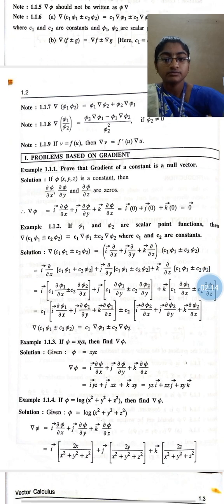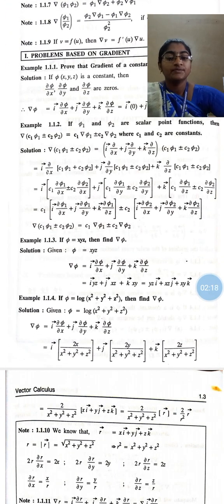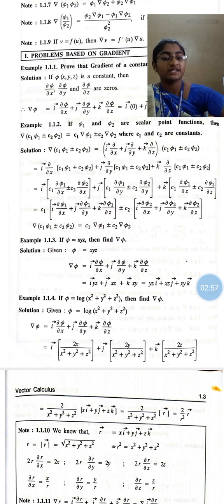So first, see the third example. If phi is equal to xyz, then find the gradient, that is del phi. We know that the value of phi is xyz, and also we know the formula for del phi, that is i vector ∂phi/∂x plus j vector ∂phi/∂y plus k vector ∂phi/∂z. Now apply this to phi. Differentiate phi with respect to x, the value will become yz. Second term, differentiate phi with respect to y, we get xz. Third term, differentiate phi with respect to z, we get xy. So that is yz i vector plus xz j vector plus xy k vector.